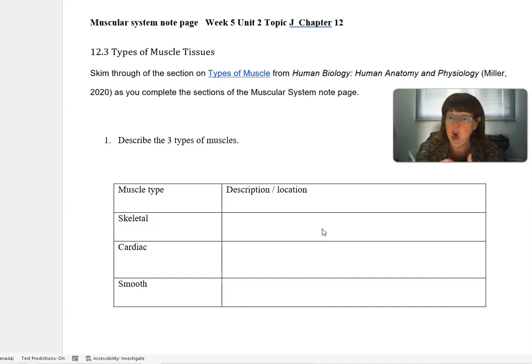When we're looking at the different types of muscles, make sure you discuss: is it voluntary or involuntary? Is it striated or non-striated? Where are the nuclei? Are they outside? Are they inside? Is it branched or is it linear? And then the location of it.